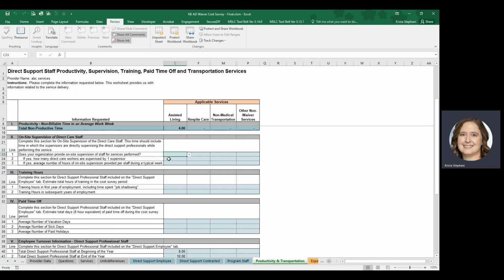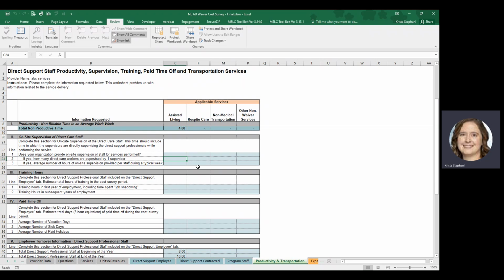If yes, how many direct care workers are supervised by one supervisor? So what is that supervisor's span of control? Are they responsible for supervising 4 direct support professionals, maybe 8, maybe fewer or more? Please indicate that on this line. And then if yes to number 1, then please provide the average number of hours of on-site supervision provided per staff during a typical week.